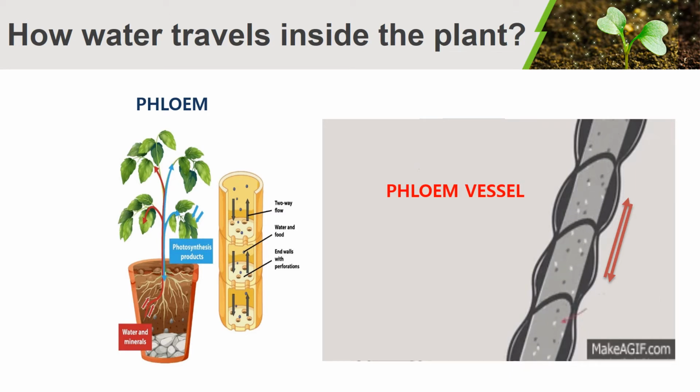But please note, as we learned earlier, in xylem, water and minerals can move only in the upward direction. I repeat, xylem carries water and minerals only in the upward direction, but phloem can carry the food materials in both directions. Also, xylem will not carry food and phloem will not carry water.